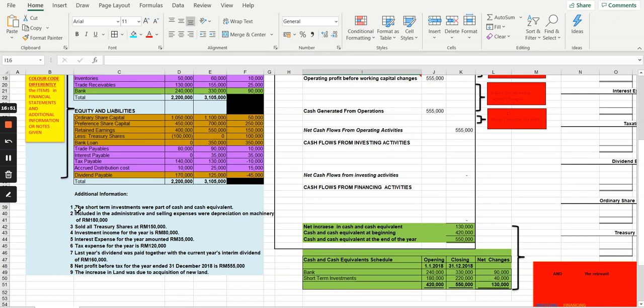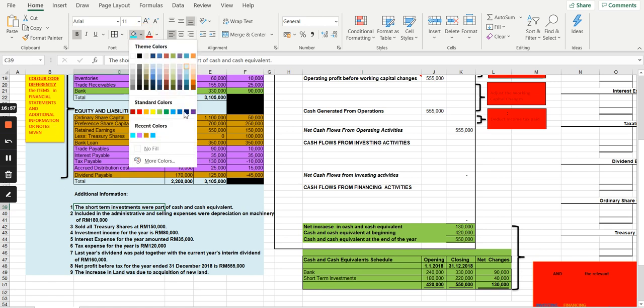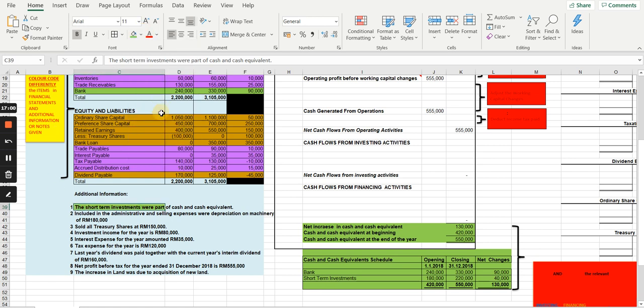The short-term investment, so this one is done. We're not going to do anything with that because this is cash and cash equivalent. So that color will tell you that it was cash and cash equivalent.